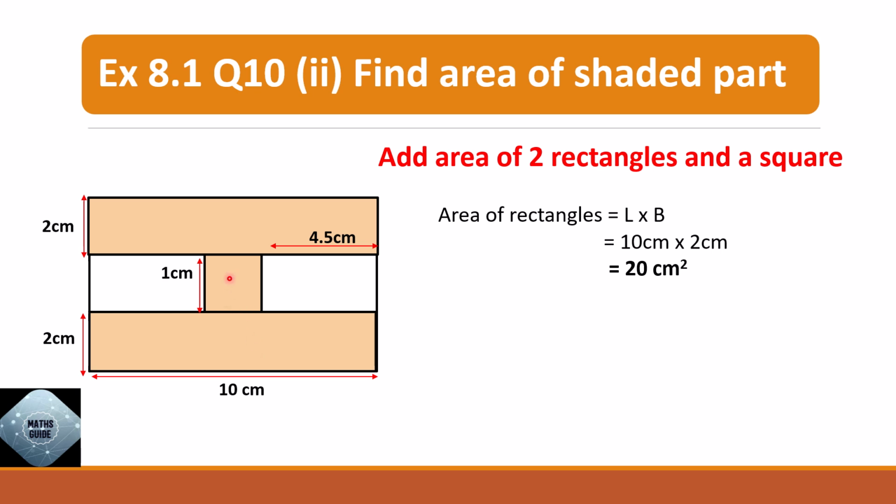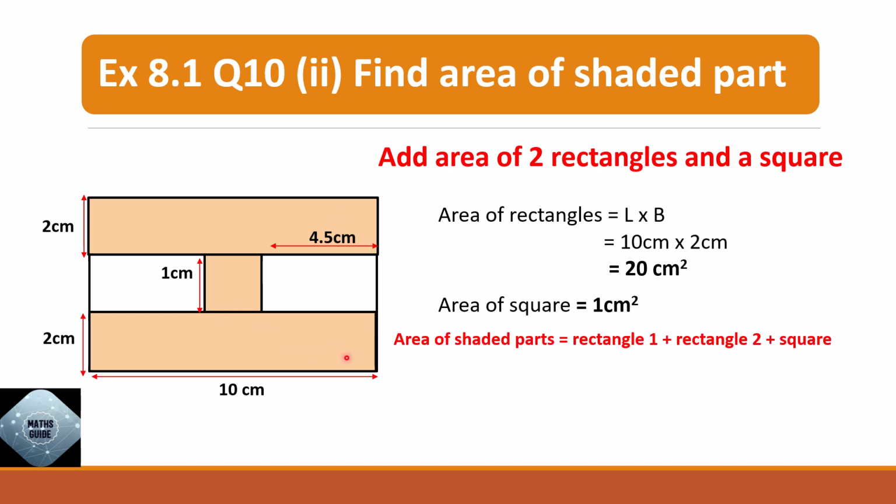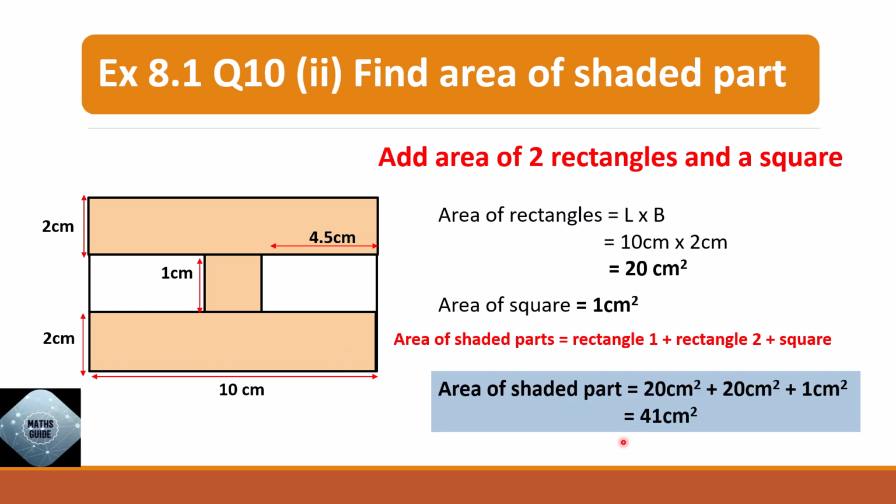So now let's find out the area of this small square. As its dimension is 1 centimeter, we will multiply 1 into 1 and we get 1 centimeter square. Now let's add the area of three shapes, means two rectangles and one square. After adding the area, we get 41 centimeter square. So the area of the shaded portion is 41 centimeter square.